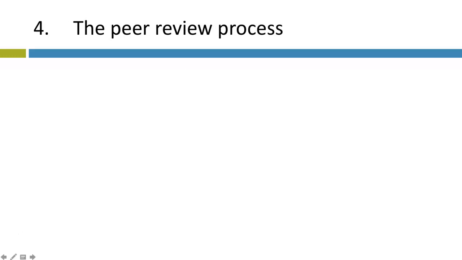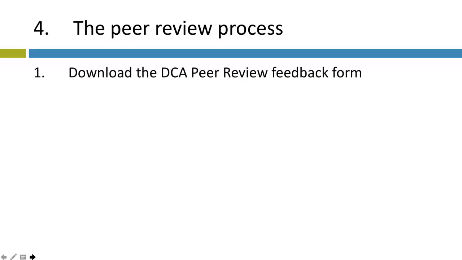Now let's talk about the peer review process. And by the way, once we have gone through these basic instructions, we're going to have a look at Microsoft Teams, and I'm going to walk you through the basic process by showing you Microsoft Teams on screen. So the first thing that you're going to do for the peer review process is to download the DCA peer review feedback form.